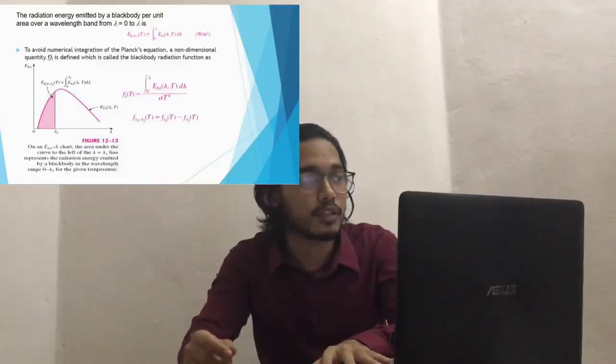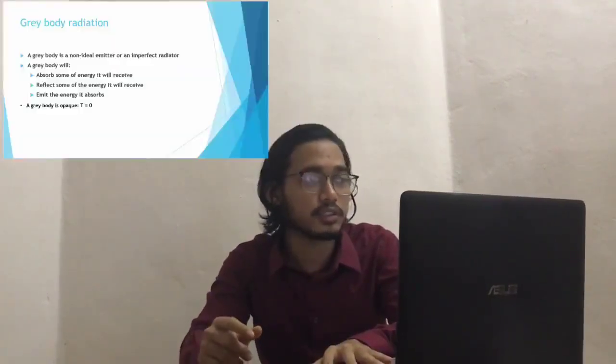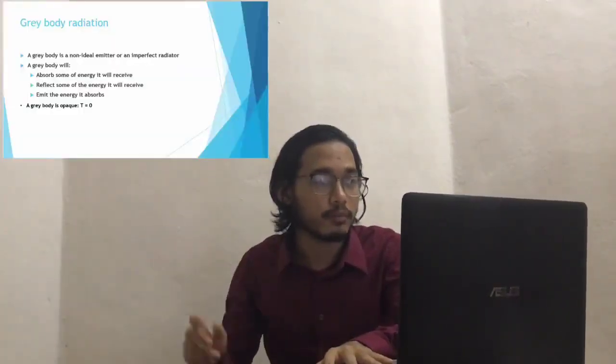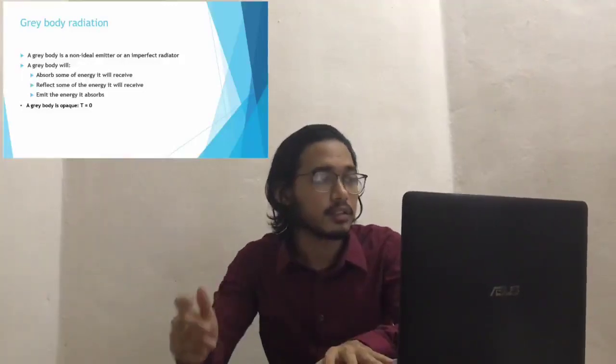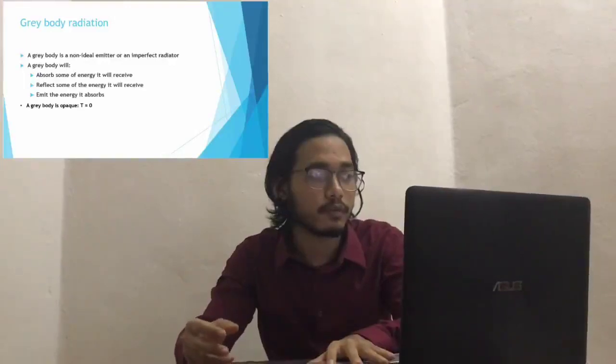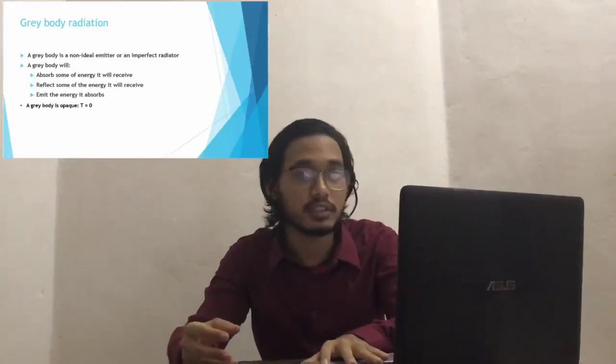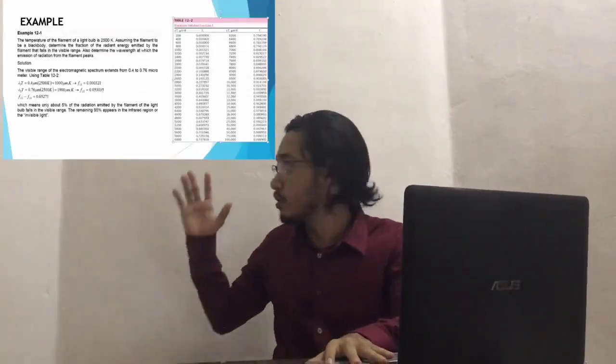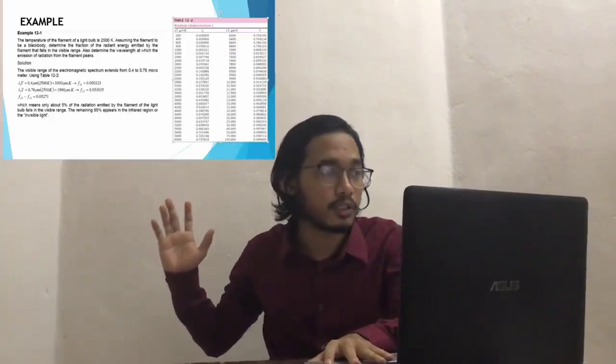So we move into grey body radiation. Grey body radiation is a non-ideal emitter or an imperfect radiator, as in this slide. A grey body will absorb some of the energy it receives, reflect some of the energy it receives, and emit the energy it absorbs. Next, we move into an example of a grey body.